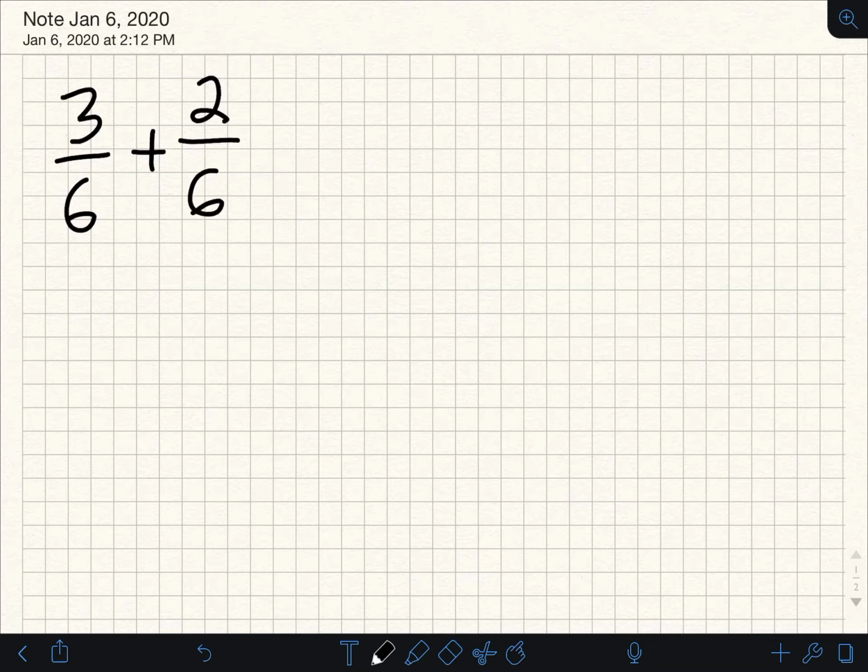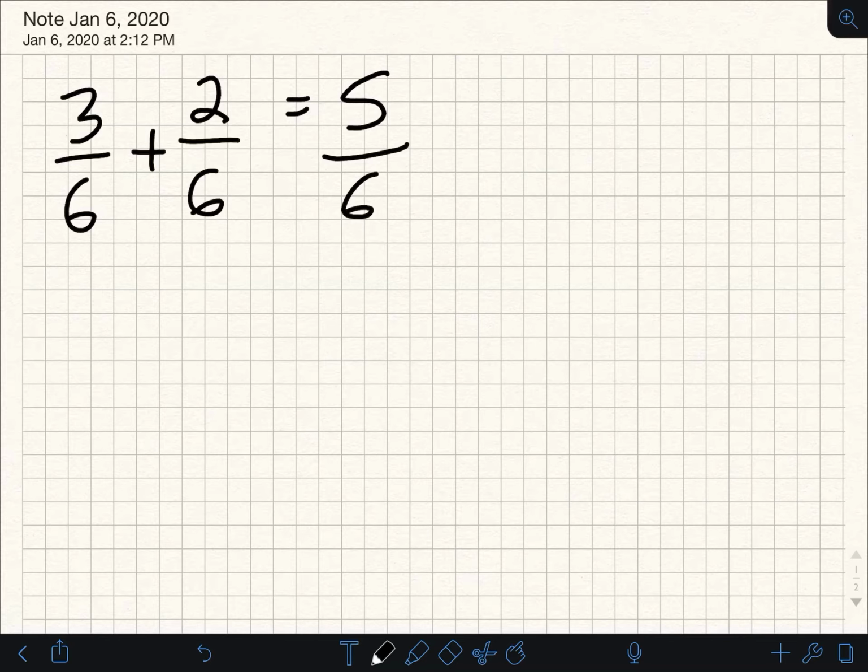We will be adding and subtracting fractions with like denominators. So when we say like denominators, that would be a fraction like 3/6 plus 2/6. Now when you add fractions with like denominators, that means they both have the same denominator. So we add our numerators, the top number, 3 plus 2 would equal 5, and the 6 on the bottom would stay the same. So 3/6 plus 2/6 would equal 5/6.